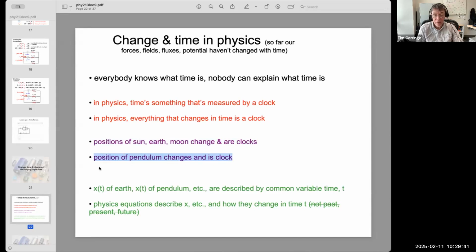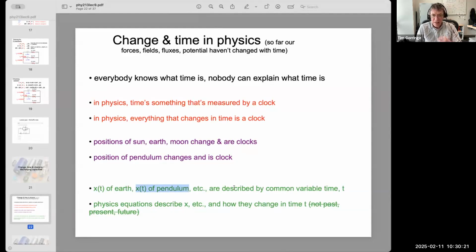But as I say, the RC circuit, a resistor-capacitor circuit, whether it's a man-made one or a natural one inside your brain, for example, is a clock too. All these things are examples of clocks. The thing about time in physics is that time enters into equations that describe, say, the position of the Earth, which we said was a clock, or the position of a pendulum, which we also said was a clock.